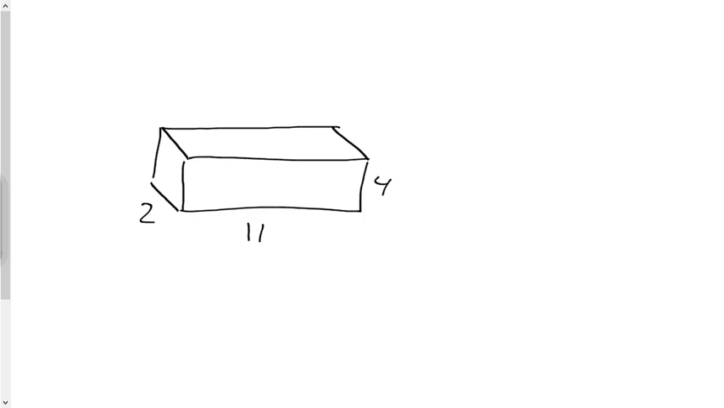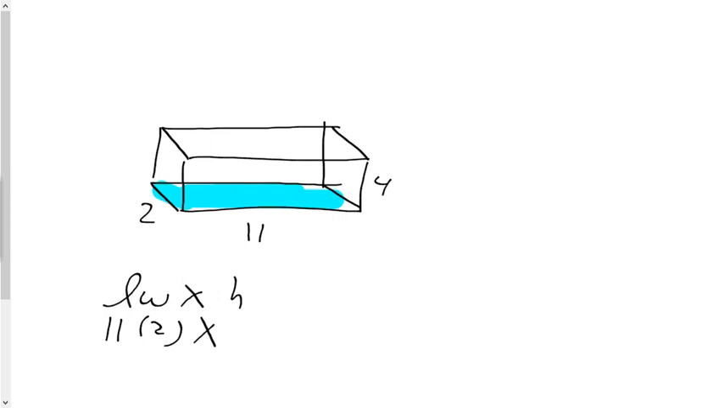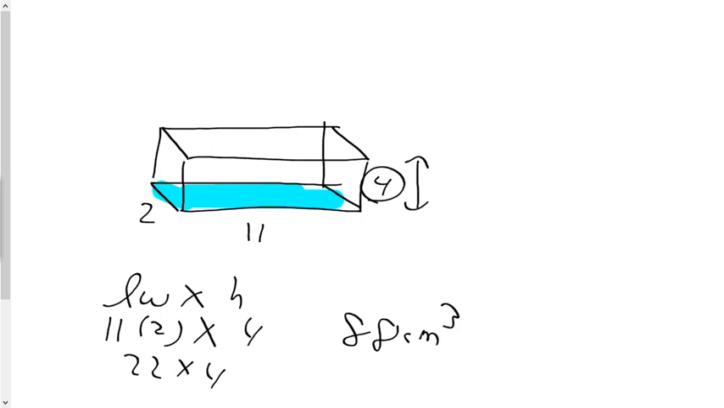Question number 7 says, what's the volume of this rectangular prism? So we have a base that, if we were to connect the dots a little bit, would be this rectangle at the bottom here, right? So the volume formula will be length times width multiplied by the height of the prism, or 11 times 2, which is the area of the base, multiplied by the height of the prism, which is 4. 22 times 4 means the volume is 88 cubic centimeters of space.